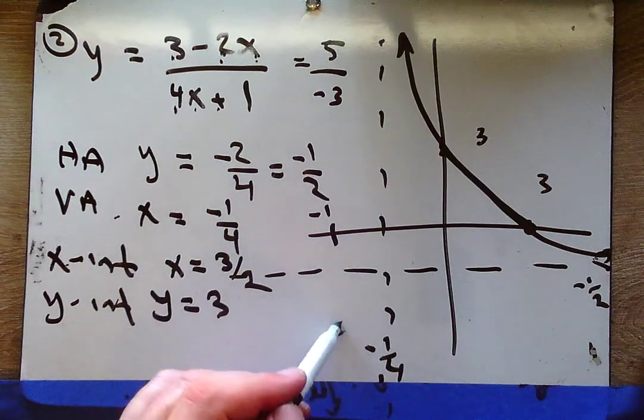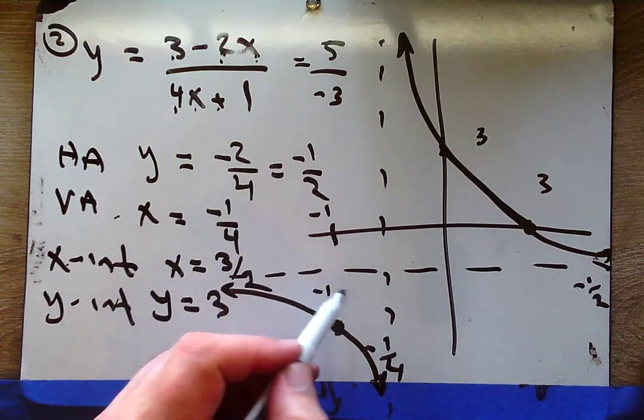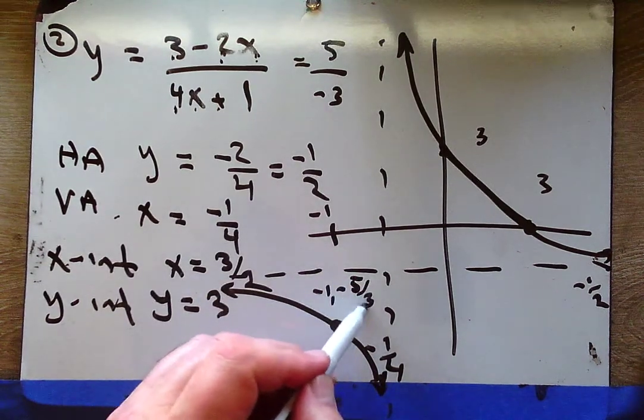In fact, I'm going to let it breathe a little more. And so I'm going to have -1, -5/3.